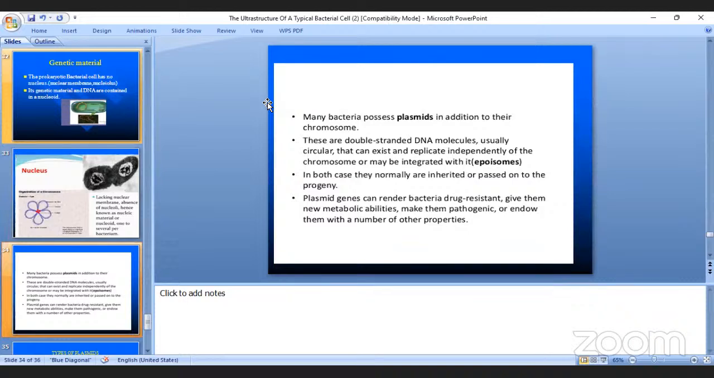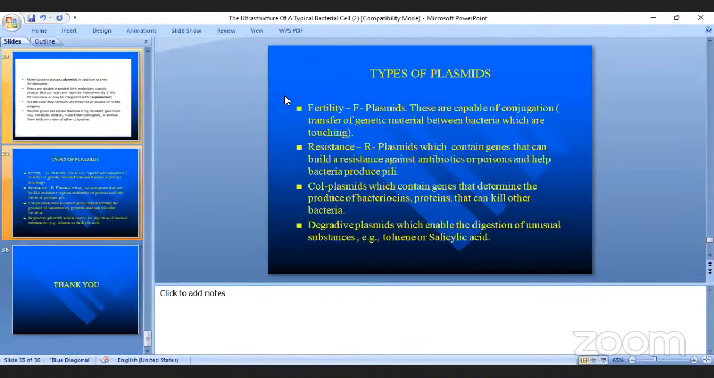Apart from the genetic material, the plasmid is an additional chromosome, an additional genetic material present. These are double-stranded DNA molecules, usually circular. Plasmids are circular, but the nucleus is rod shaped. There are different types of plasmids: F plasmid, R plasmid, Col plasmid, and degradative plasmids.